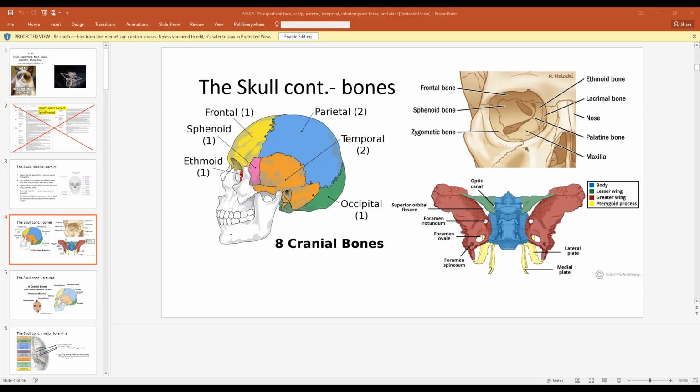Along with the skull is the mandible. It's the coronoid process, not coracoid process. If you write coracoid like I did last year, it's wrong. So, coronoid process of the mandible.